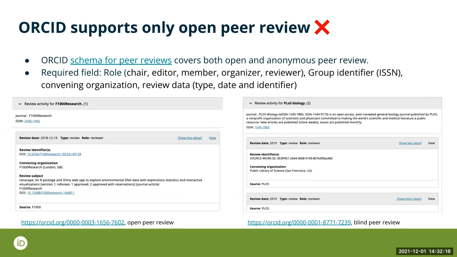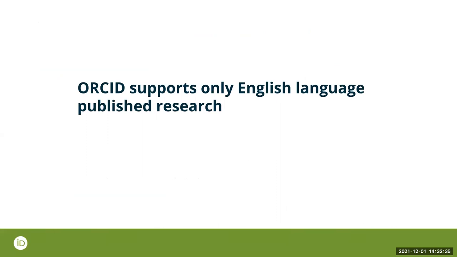So in the case the journal is offering blind peer review, the data in ORCID won't identify the article either. If open peer review is supported, then so will it in the ORCID record. And ORCID supports only English language published research.